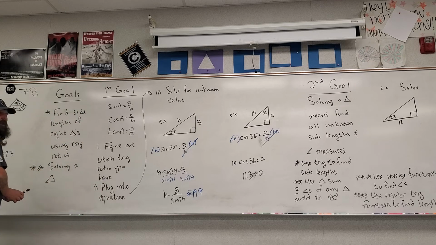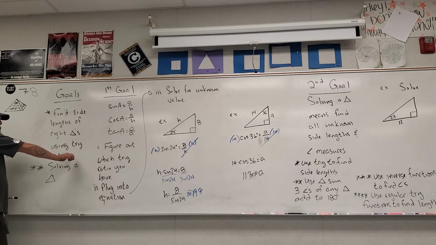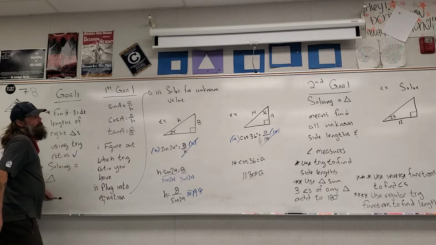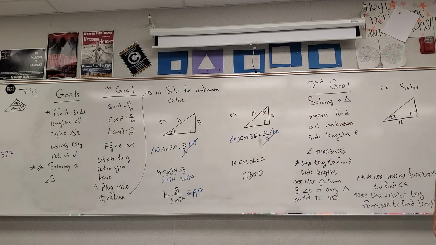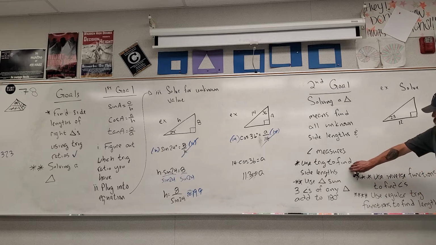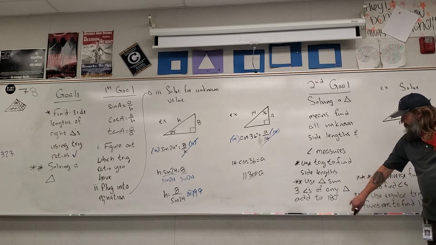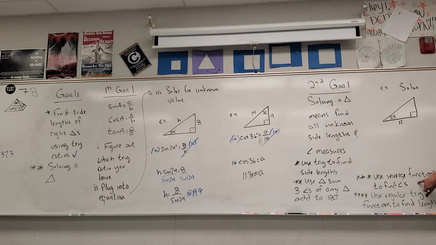All right, I'm going to go ahead and check off the first goal here. And let's move on to the second goal. Our second goal is about solving a triangle, and that means to find all the unknown side lengths and the angle measures. We want to use trig to find the side lengths. We want to use a triangle sum to find the angle measures, and three angles of any triangle add to 180. We use inverse functions to find angles, and we use regular trig functions to find length.